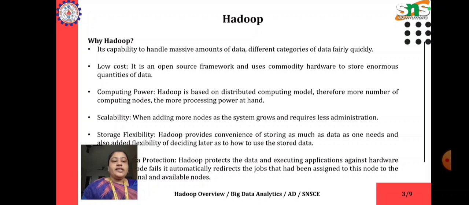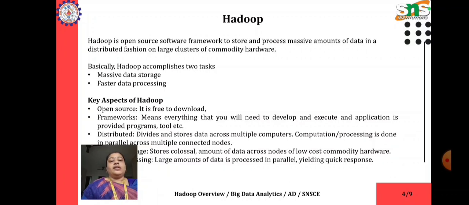Storage flexibility is more in Hadoop. Data protection is also available. So Hadoop is important for low cost, computing power, scalability, storage flexibility, data protection, and because it is a distributed framework used for big data. Hadoop accomplishes mainly two tasks: one is massive data storage and the other is faster data processing. This is the main advantage of Hadoop.